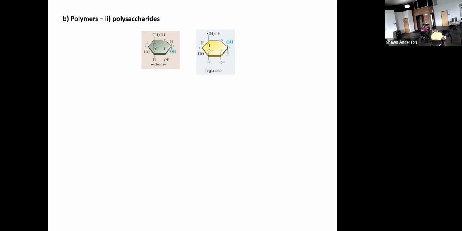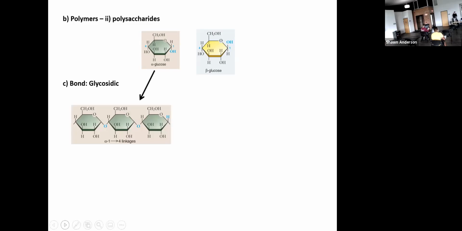Polysaccharides, more than 2 monomers going to be joined. And we are going to be mainly focusing on what's called alpha glucose, beta glucose. We talked about this yesterday, Wednesday. The bond is always going to be a glycosidic bond. Always. So the bond that holds carbohydrate monomers together is always going to be glycosidic bond. This is a glycosidic bond.